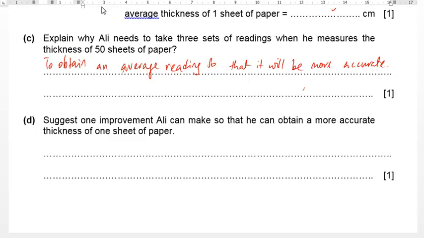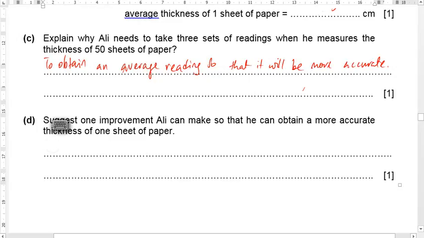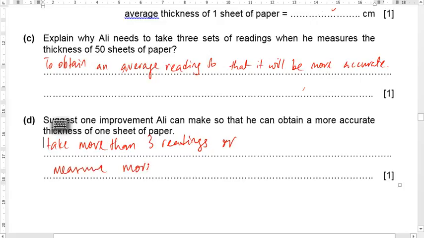So we can take more than 3 readings or measure more than 50 pieces.